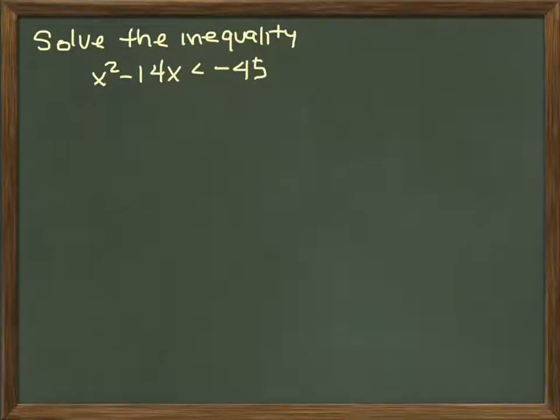Okay, so in this example, I'm going to solve the inequality x squared minus 14x less than negative 45. This is an example of a quadratic inequality. So this example will lead us to hopefully the understanding of how any quadratic inequality is solved.